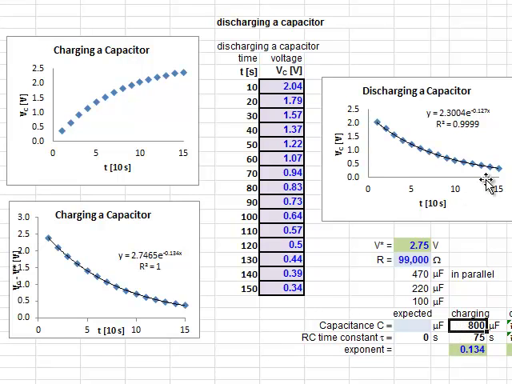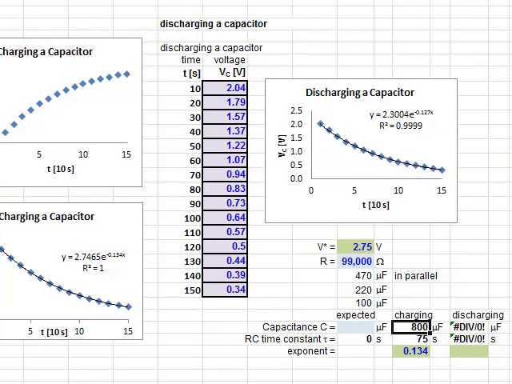Now I'm going to do the same thing over here. For discharging, it says 0.127 in the exponent. So I'm going to plug that in here, 0.127. There we go, and it calculates a time constant of 79 seconds and a capacitance of 800 microfarad as well. Notice that these numbers are slightly different here, but rounded, it comes out pretty much to the same thing.